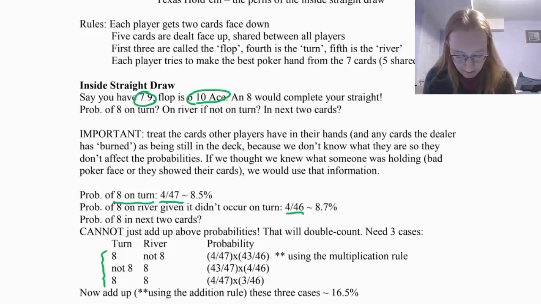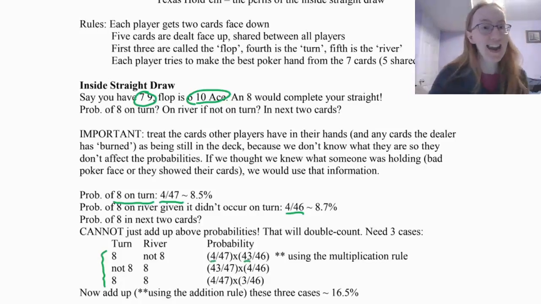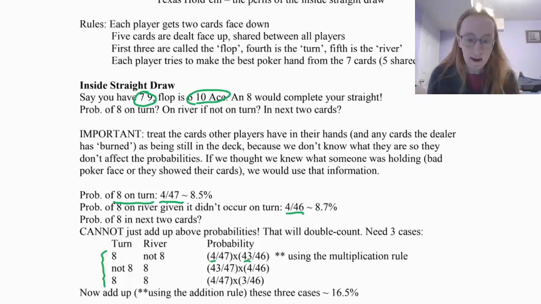So 4 8s out of the 47, and then 43 non-8s out of the 46 next cards. Same thing here, and then same thing here. 4 and 3, because once we get 1 8, then there's only 3 8s left in the deck. So each of those is using the multiplication rule, because we need an 8 on the turn and a not 8 on the river. And in probability, and means you multiply. Now we have those 3 cases, and they're mutually exclusive. And so we're going to add those up, because we want one or the other of those 3 cases. By the addition rule, or in probability means adding.